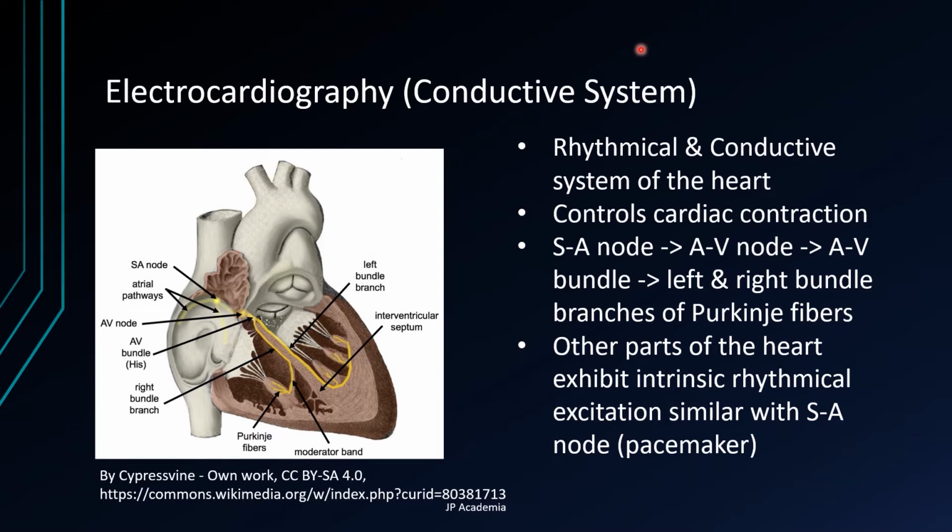Then we have this internodal pathway that conducts the impulse from the SA node to the AV node, or the atrioventricular node. So this one, the AV node.